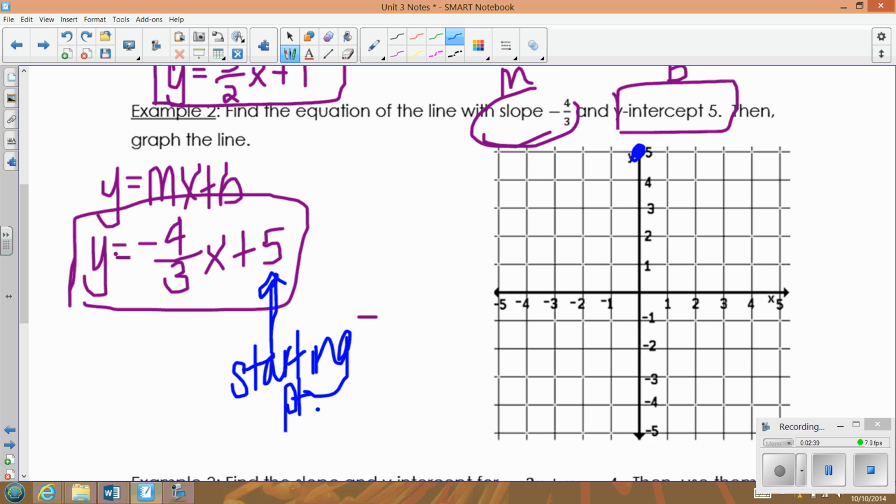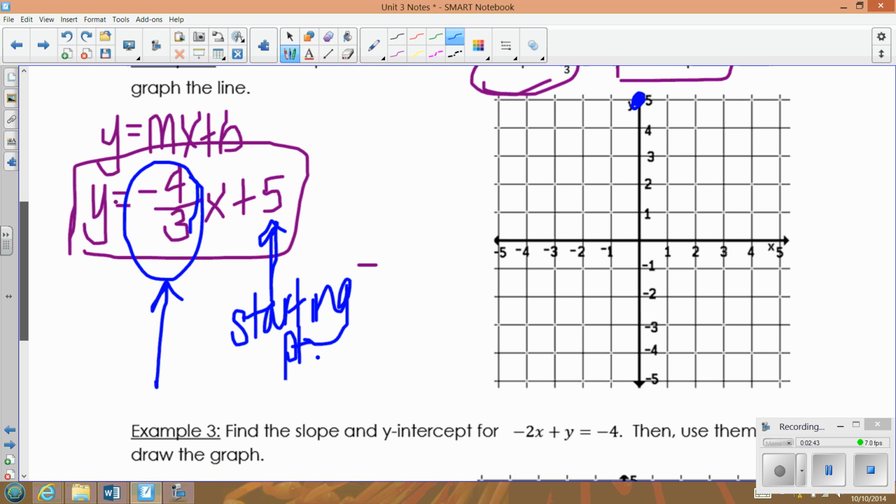And then the -4/3, which is your slope, tells you how to move, or how to travel. So that means I need to move down 4 since it's a -4, and we always are going to move to the right to start. So we're going to go over to my graph, and I'm going to go down 4, so 1, 2, 3, 4, and then to the right 3, 1, 2, 3.